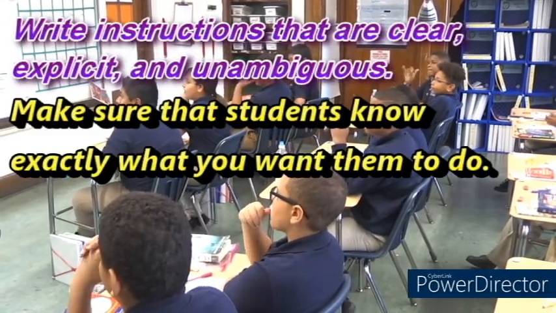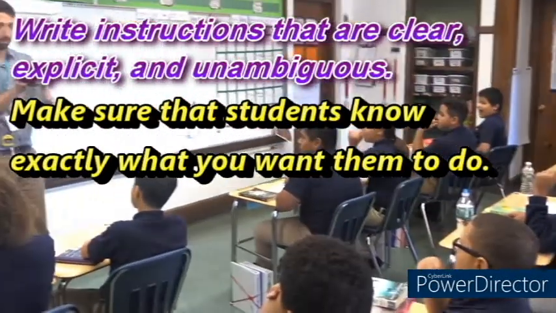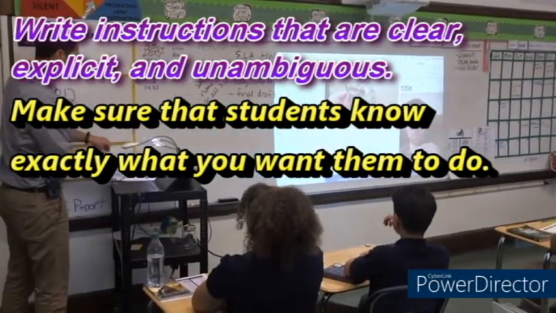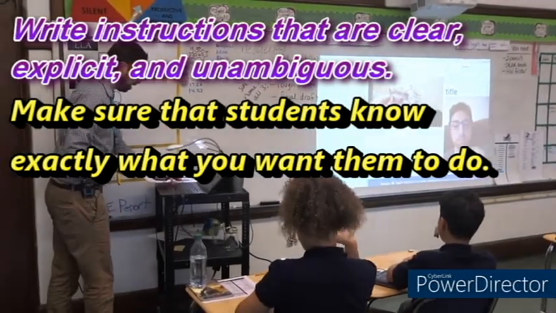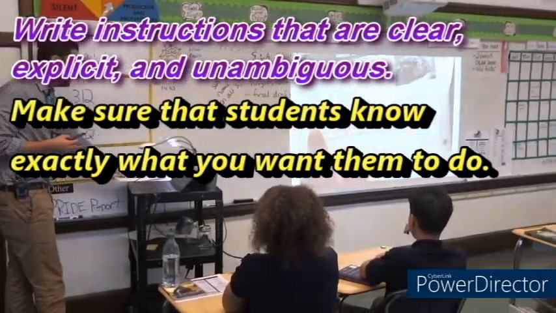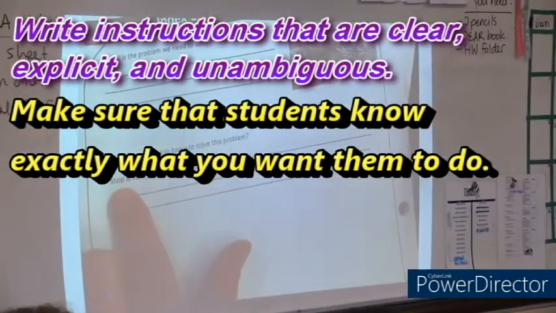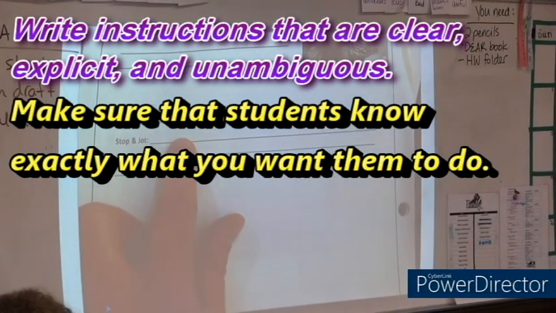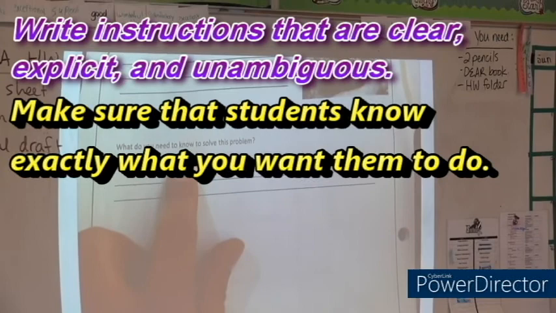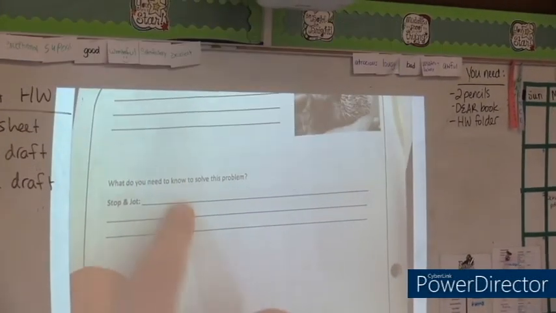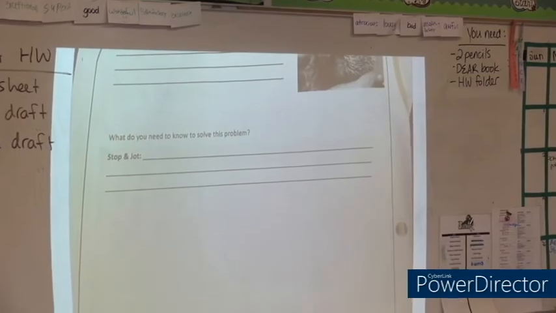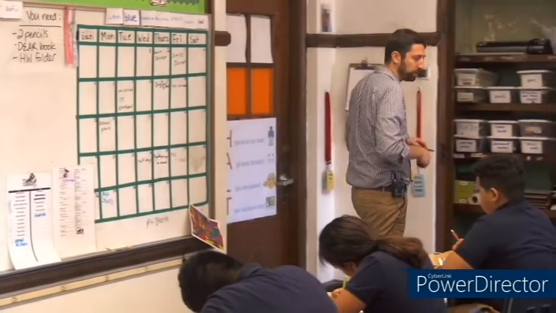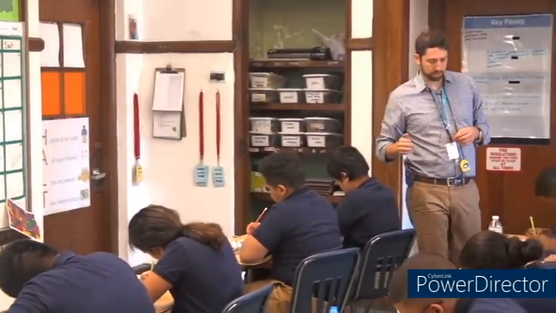Write instructions that are clear, explicit, and unambiguous. Make sure that students know exactly what you want them to do. Be more explicit about your expectations than you may think is necessary. Otherwise, students may make assumptions that run them into trouble. You also might want to explain in your instructions how fully you want students to answer questions. For example, to specify if you want answers to be written in paragraphs or bullet points, or if you want students to show all steps in problem solving.